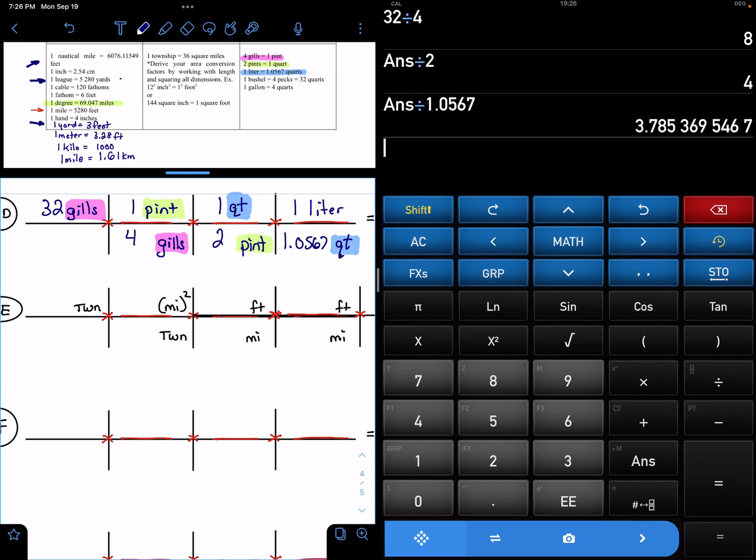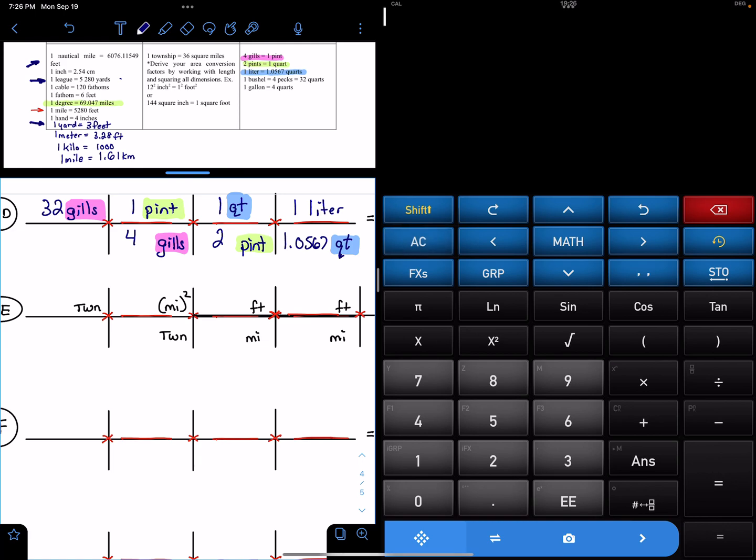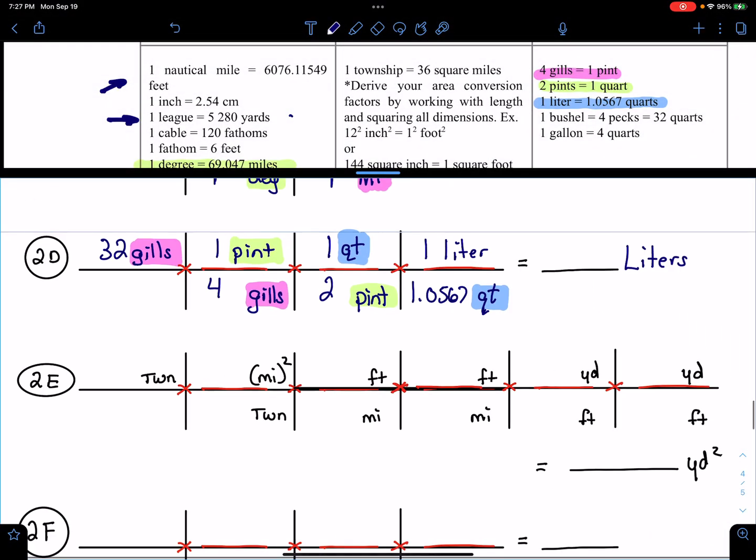Now, if you want to use some parentheses, it might save you a little bit of time. You go 32 divided by parentheses, and then 4 times 2 times 1.0. Oh, I put in the wrong thing. 1.0567, close it up. See, you get the same answer. So you just have to get used to using the calculator the right way, whatever way you choose to format that.